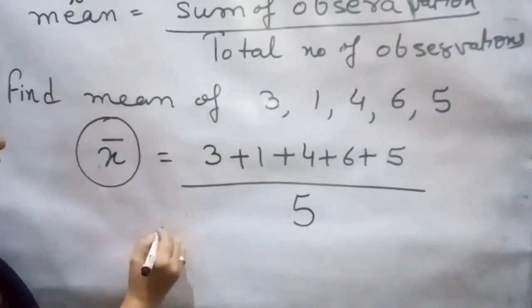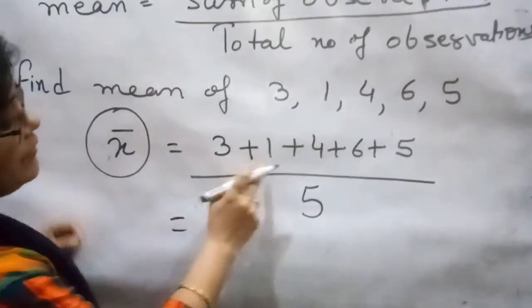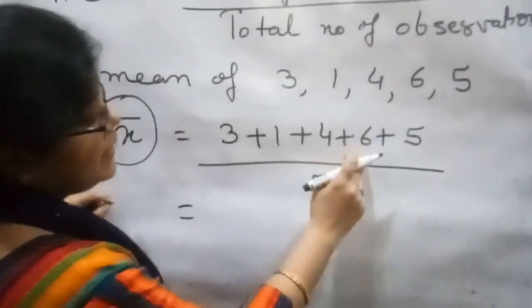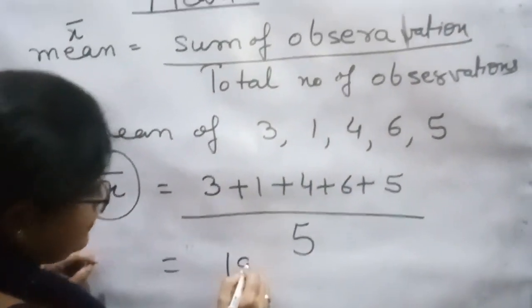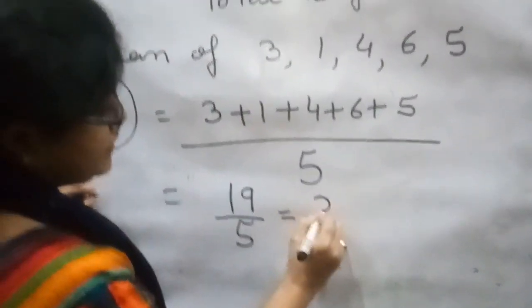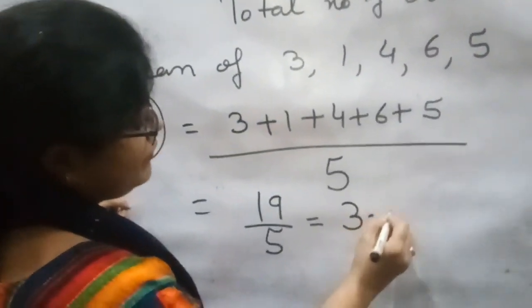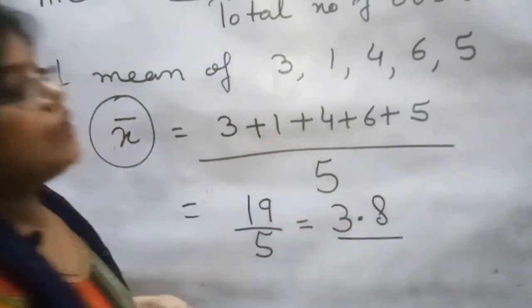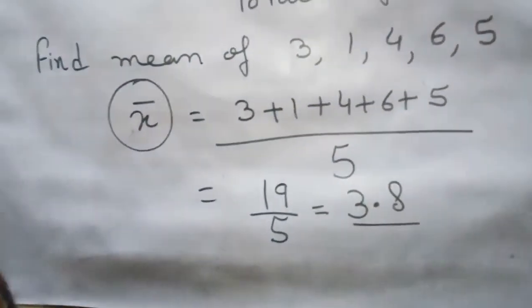Clear? Now add all these: 3 plus 1 is 4, 4 plus 4 is 8, 8 plus 6 is 14, 14 plus 5 is 19. Divided by 5. 5 3s are 15, 5 8s are 40. In this way we find the mean.